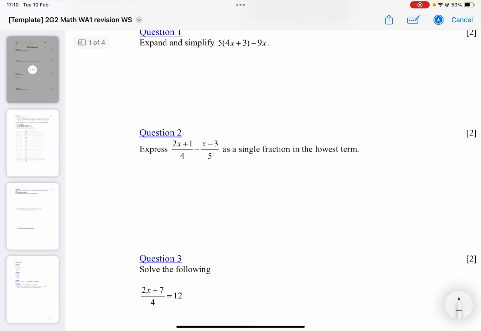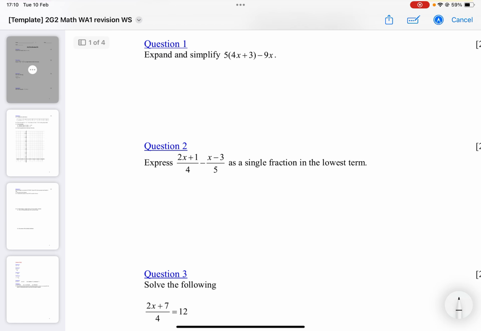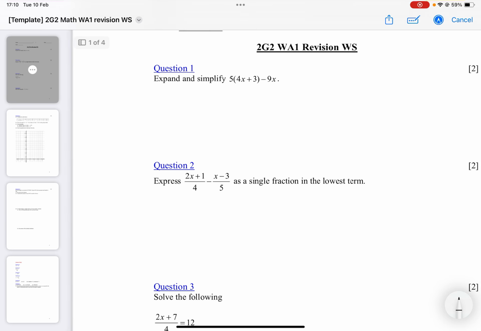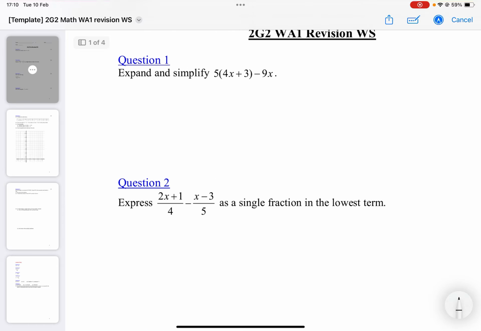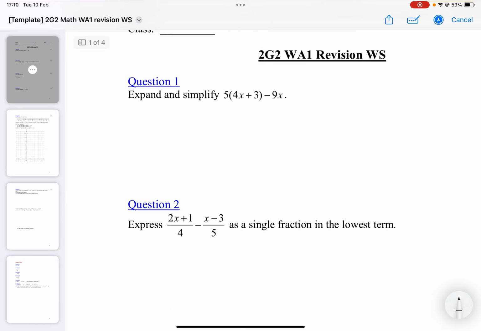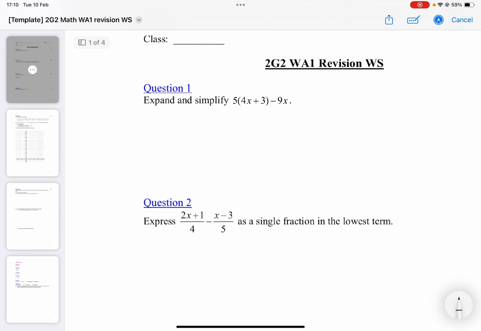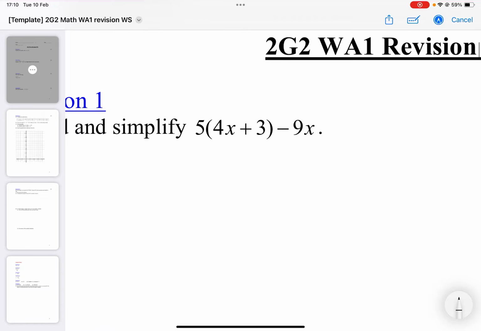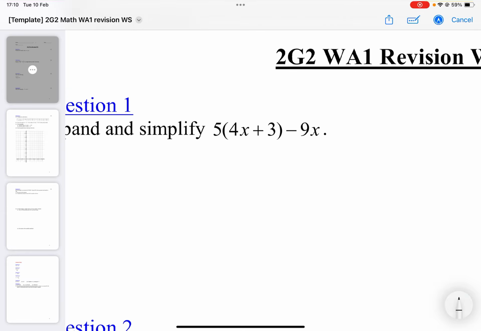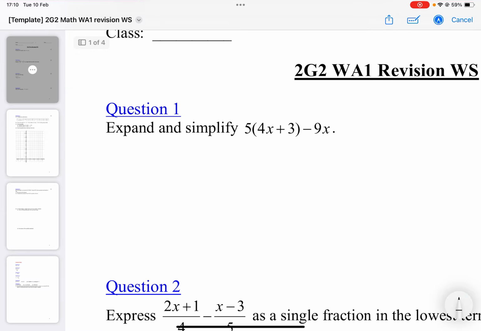Okay, question 1, 2, and 3. They are all algebra, got x inside all this. But you must know that they are actually asking you to do different things. So for question 1, expand and simplify. Then they are asking you to write this same thing but in a simpler manner. Simpler manner means don't have brackets anymore.